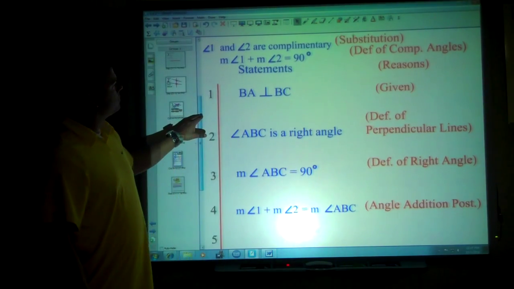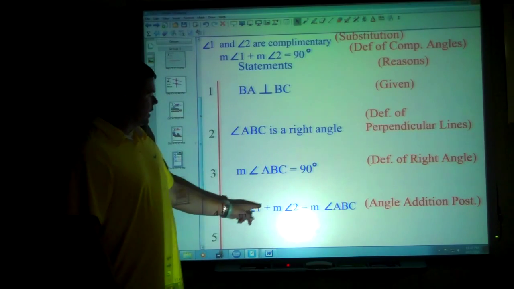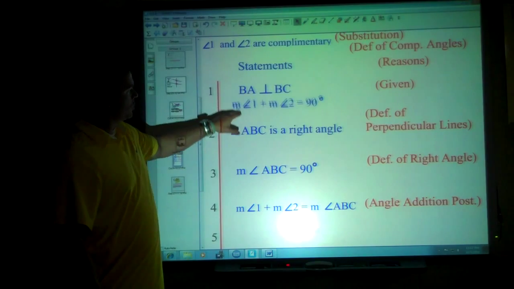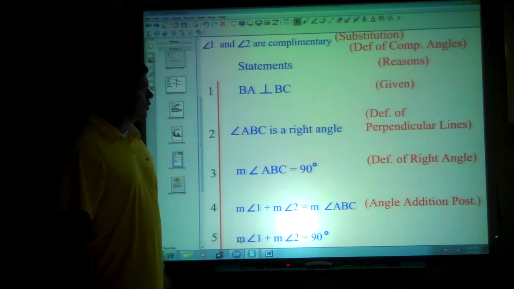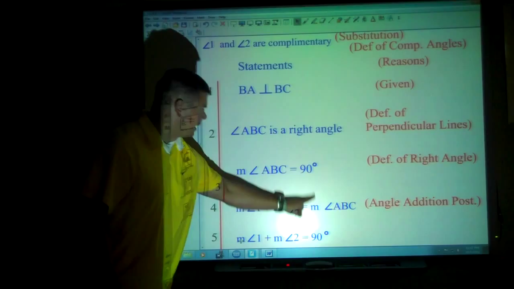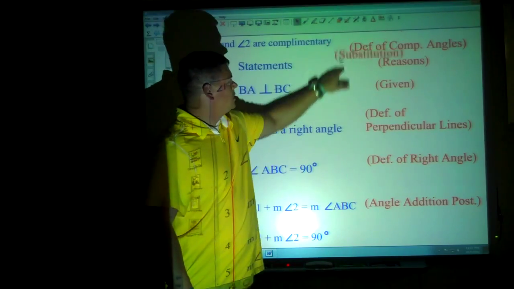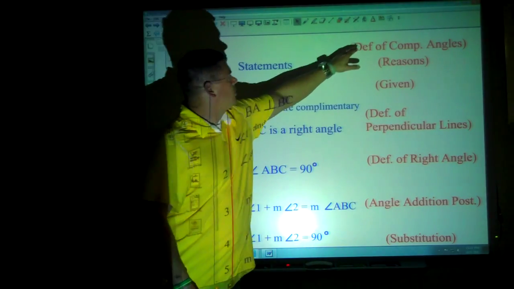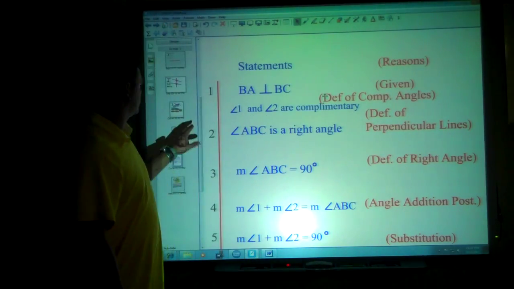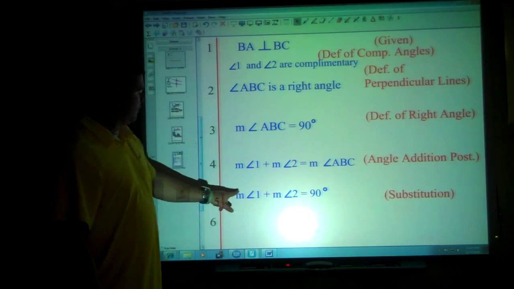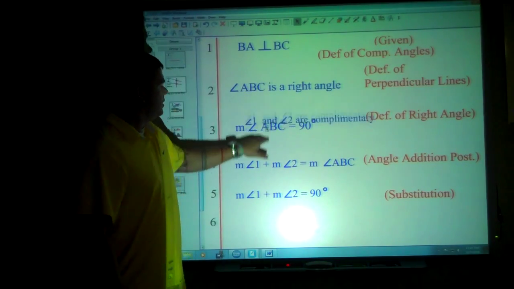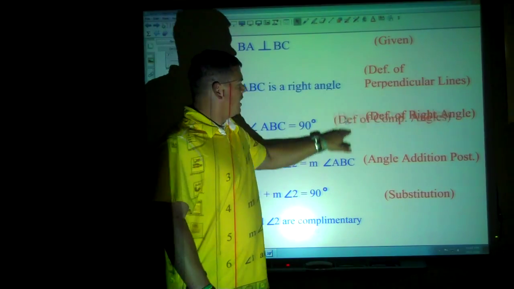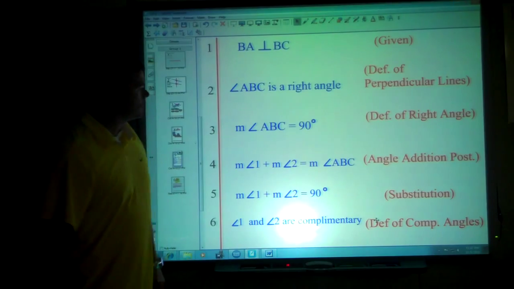And from here, I have measure of angle 1 plus the measure of angle 2 equals the measure of angle ABC. Measure of angle 1 plus the measure of angle 2 equals 90 degrees. Where did I get this 90 from? I got it from right up here, which means that's substitution. And I've only got these two things left right here. So as far as the fact that these two add to make 90 would mean that angle 1 and angle 2 are complementary, which is the definition of complementary angles.